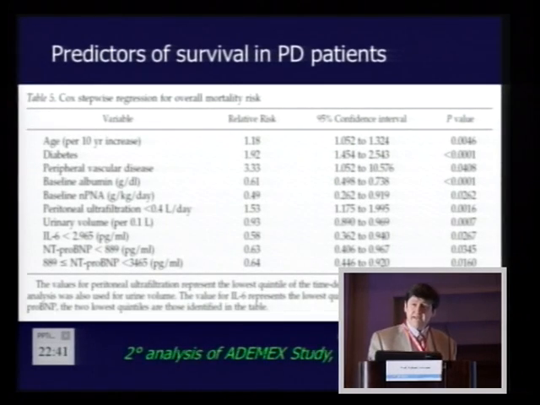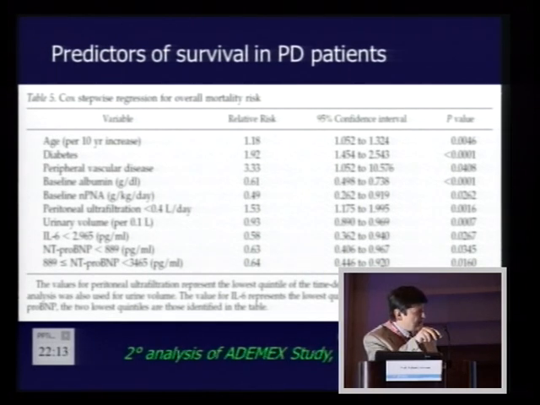So certainly in hemodialysis, the problem seems to be that if we have to remove a lot of fluid and use high rates of ultrafiltration, that is associated with a worse outcome. Whereas if you look at the PD population, it seems to be the other way around. So this is data from the ADEMEX study. It's a secondary analysis of the predictors of survival in PD patients.